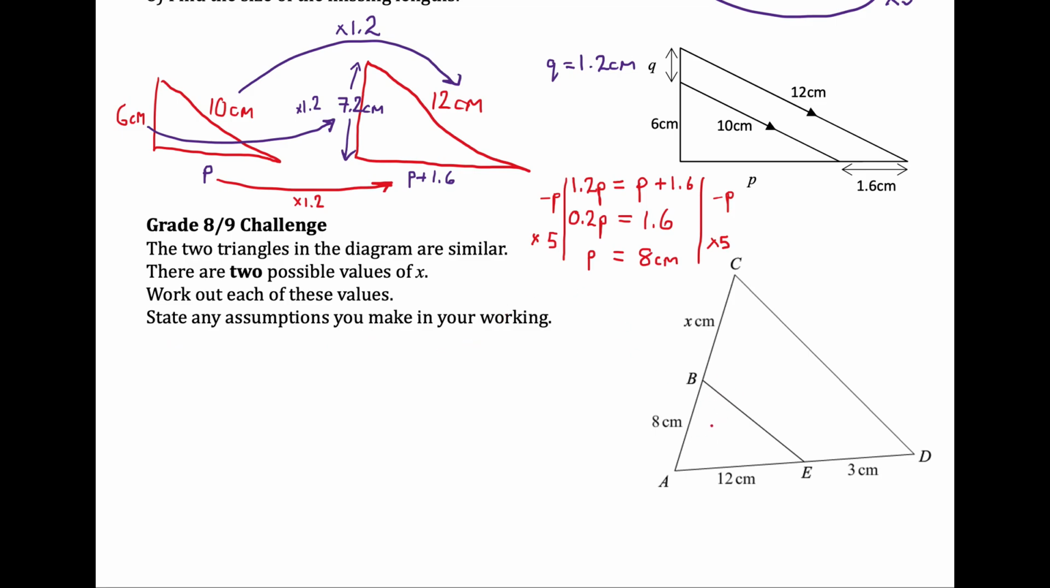Alright, well these two triangles are similar. Well, one is inside the other. We know that this angle in the smaller triangle is the same as this corner angle in the larger one. But we don't know whether this side here corresponds with AC, that side, or whether it actually corresponds with AD.